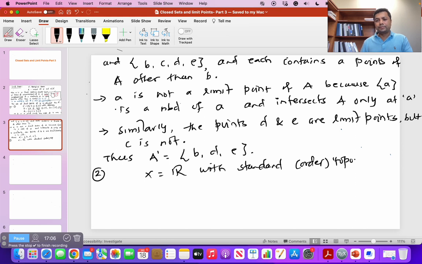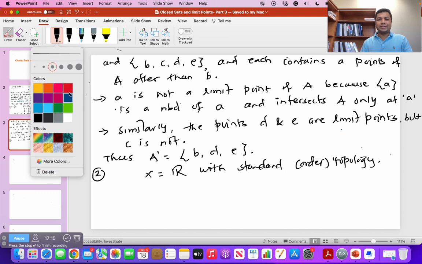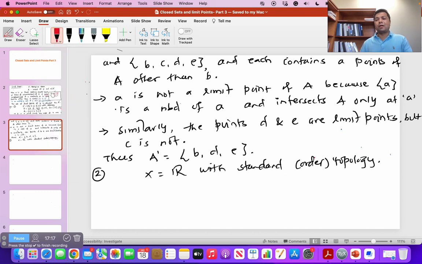So here, since we are taking the standard topology or order topology in R, the basis elements or the open sets in R are the open intervals of this form. Okay, you guys have seen this before.